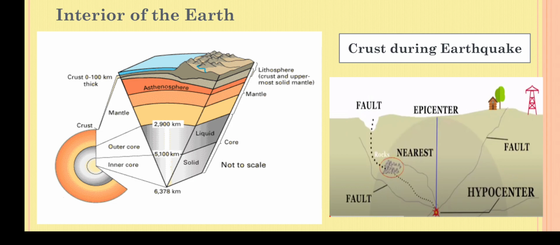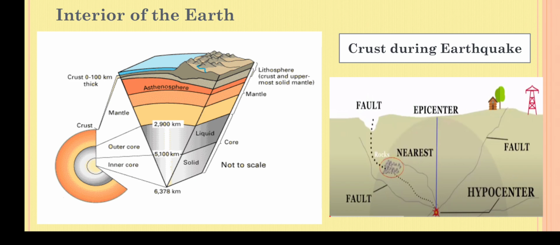The first layer is the crust. The crust is the outermost solid part of the earth. It is brittle in nature. So during an earthquake, what happens? It breaks easily and causes a fault, which you can see in this image.